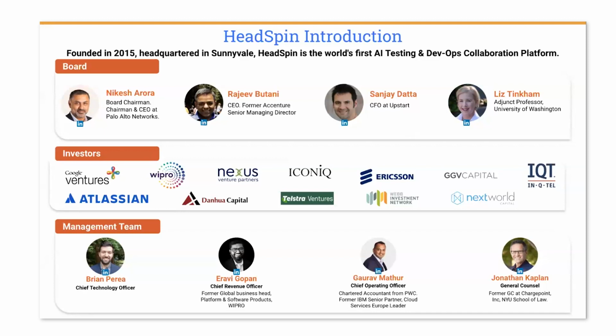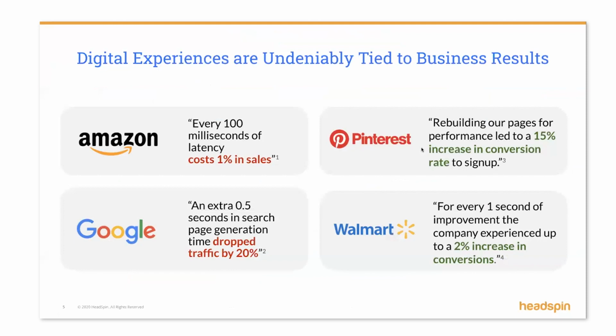We recognize that delivering a great digital experience is an act of deep collaboration between product management, development, testing, and site reliability engineering teams, and our platform helps to drive that collaboration. We're backed by the likes of Google Ventures and other notable firms. In addition to Google also being one of our top customers, we've been blessed to be able to partner with some amazing brands such as Amazon, Pinterest, Walmart, and a host of others whose digital experiences are undeniably tied to business results. We serve customers across industry verticals, and some of these customers are being served across multiple geographies with hundreds of devices under test.